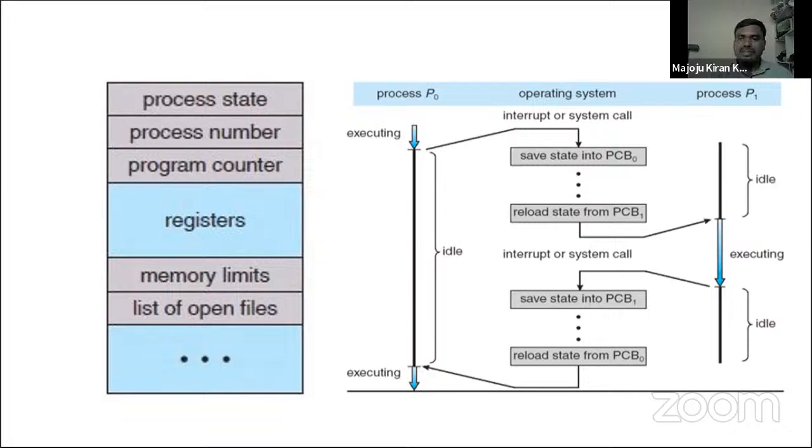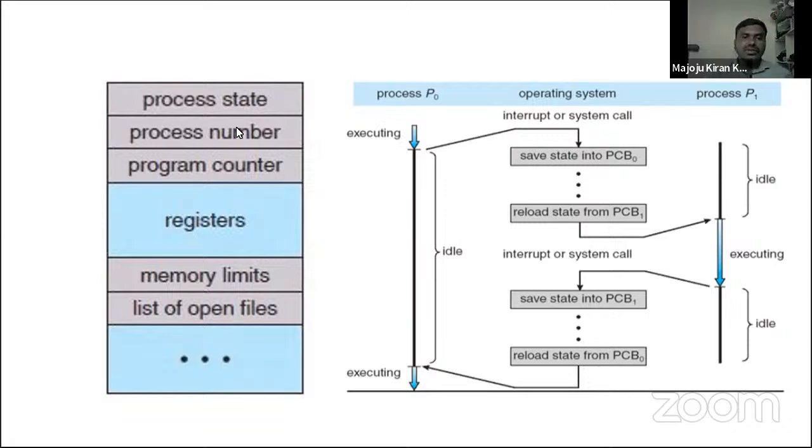And see, while one process is waiting, another process can be selected from the process pool and it can be executed. Like that, the process can be switched. This is called context switching. The context switching is actually done by the CPU scheduler. According to the CPU scheduling algorithm, the context switching occurs.